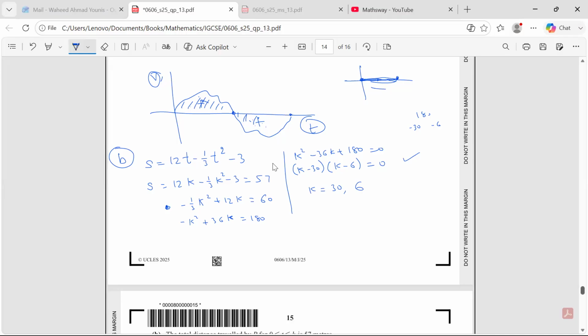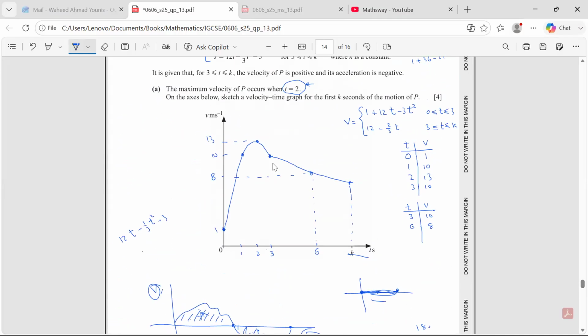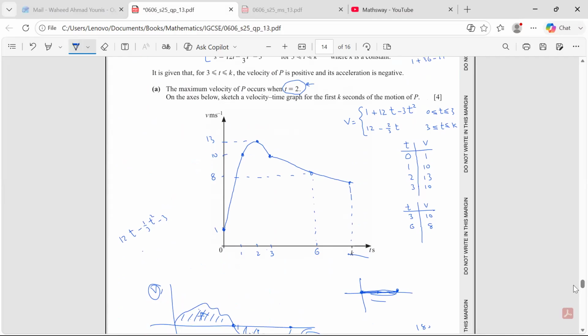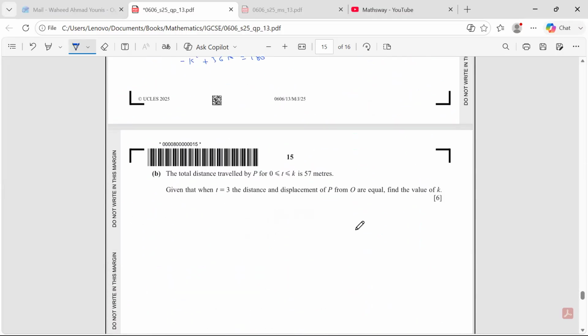Let's check what happens in the case of 30. If I substitute k equal to 30 in the speed expression, then the velocity at 30 seconds is going to be 12 minus 2/3 times 30. So this will be 12 minus 20, which gives you minus 8, right? So the velocity becomes negative, but we know that velocity is not negative anyway. It is given in here, I believe.